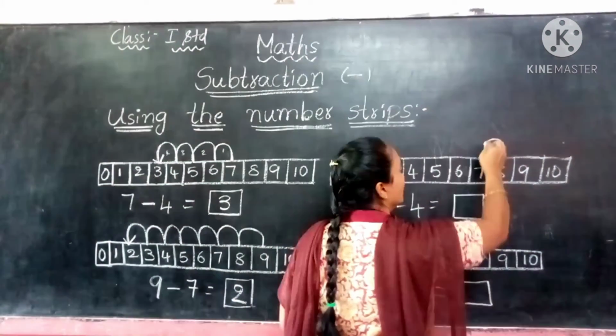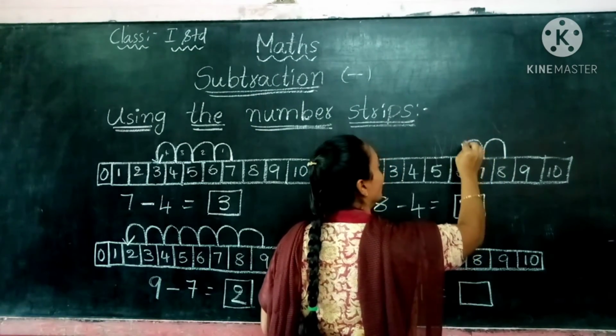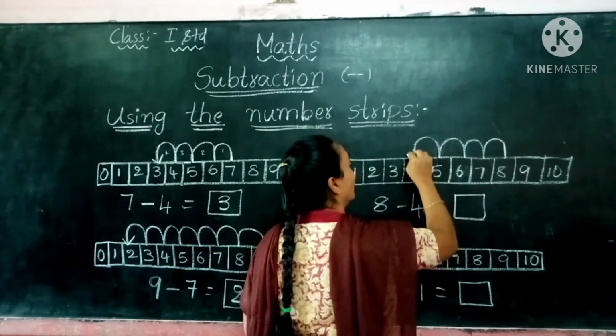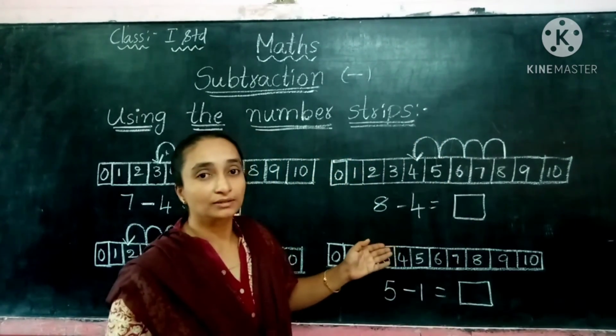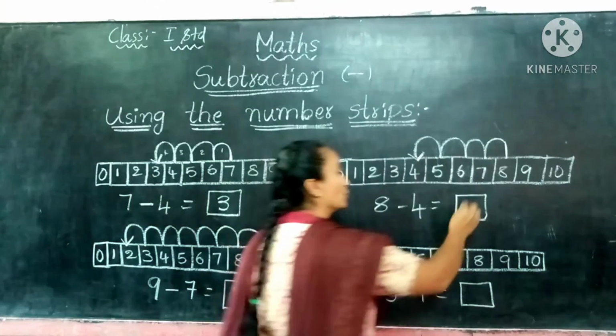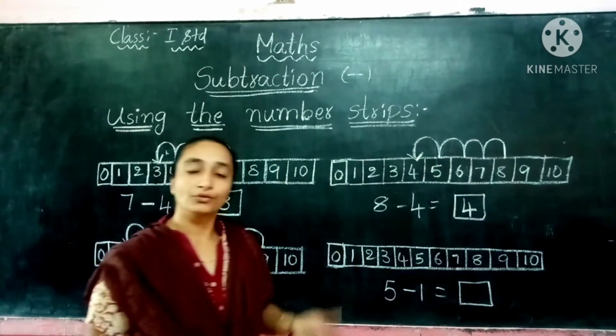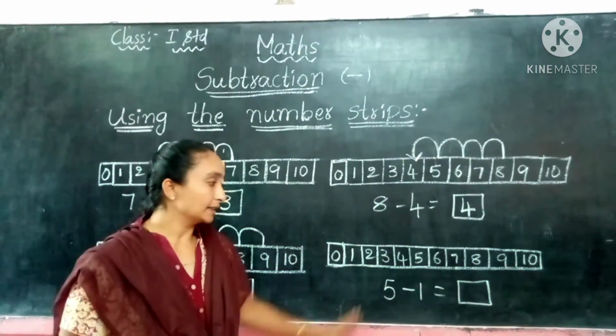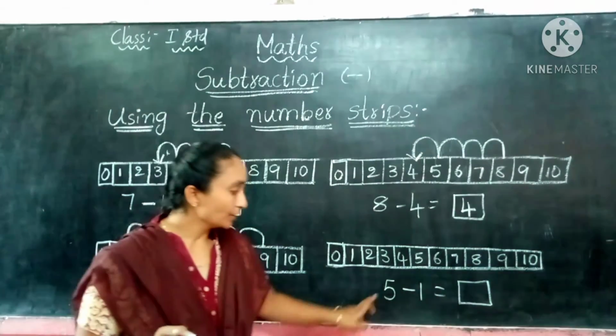So let us count, children. 1, 2, 3 and 4. So where did it stop, children? The number 4. So 8 minus 4 is equal to 4. 4 is the answer. And the last one, children, 1.